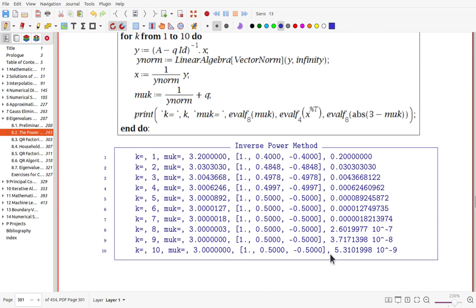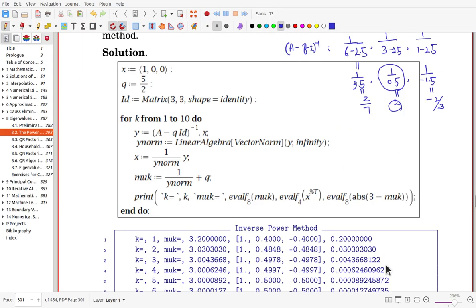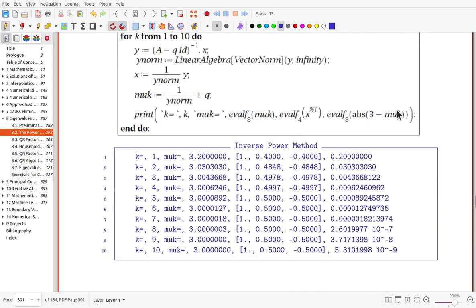Let's see here. After 10 iterations, look at the convergence: the error becomes on the order of 10 to the minus 9. Now 2.5 is near 3, and the ratio between this one and that one is 7, and this one and that one is 3.